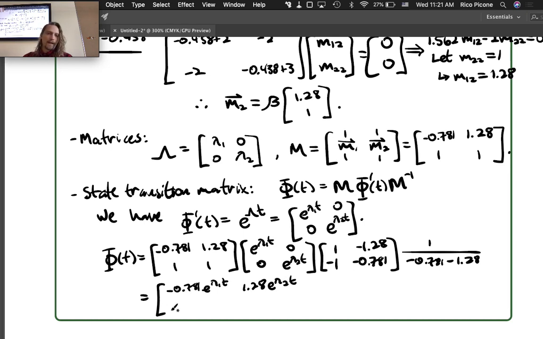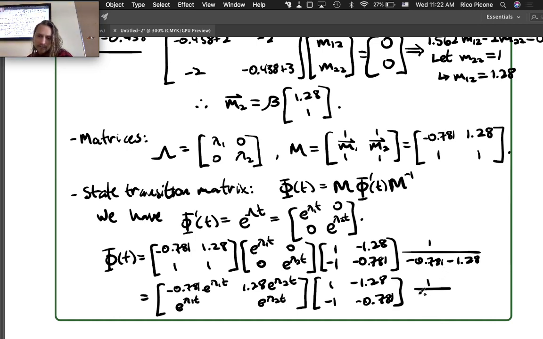That's that one. Then we're going to get e to the lambda 1t, and we're going to get e to the lambda 2t. And we're still going to need to do this. 1.28, negative 1, negative 0.781. And then what is that? Negative 2.9, 0.06 or something like that.